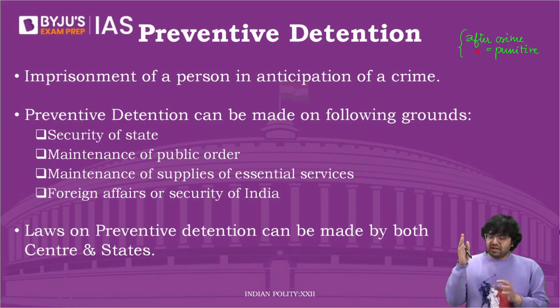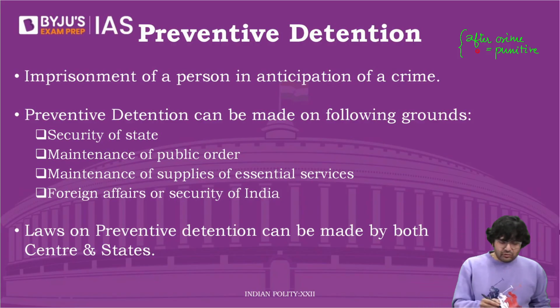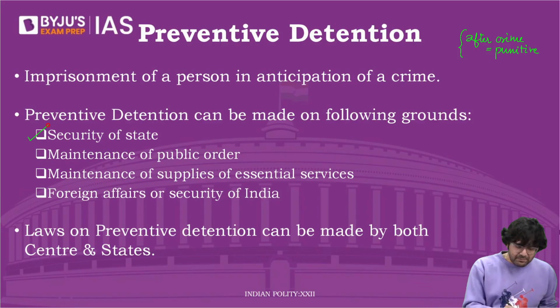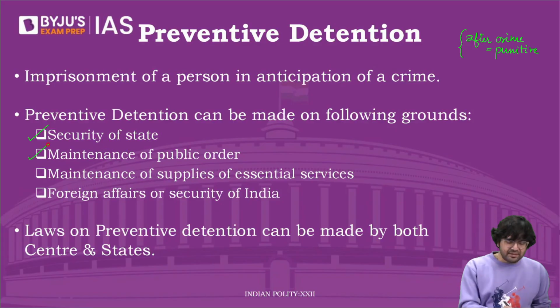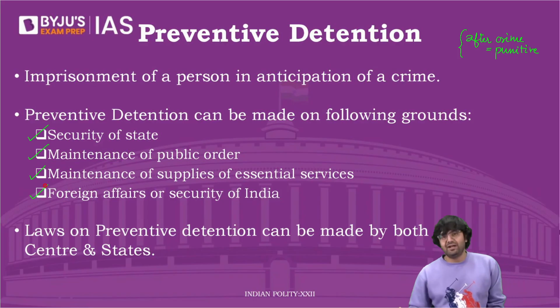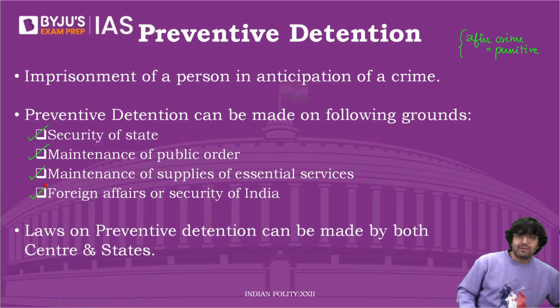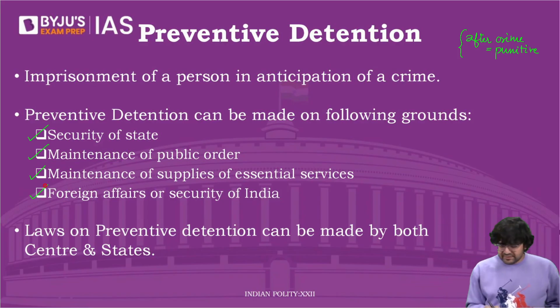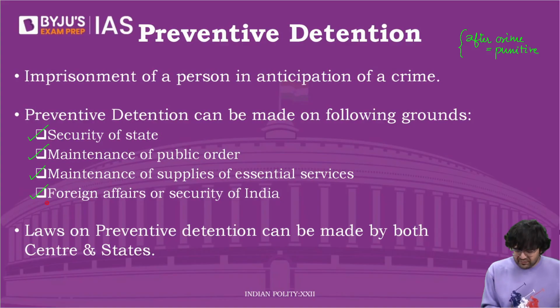Now, preventive detention can be done on the grounds of maintaining the security of the state, maintaining public order, maintaining the supply of essential services, foreign affairs or security of India. And who can make laws on this? Laws can be made by both center and states. Why? Because preventive detention is in the union list as well as the concurrent list.